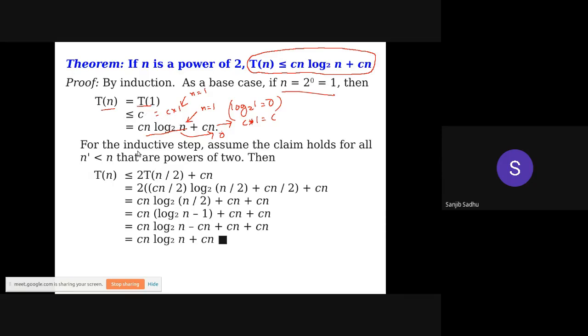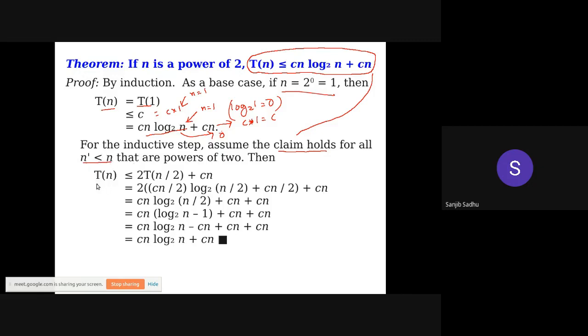Now for the induction assumption, we assume that this claim is correct. This claim holds good for all values of n prime less than or equal to n. This means n may be 1, n may be 2, whatever it may be, but it is true only for less than n. So I have to prove that this is also correct for n equal to n.